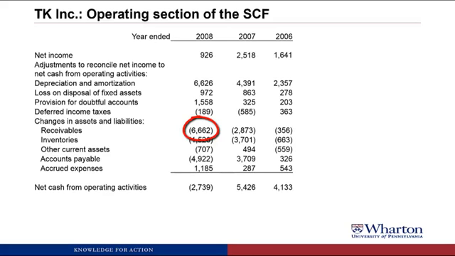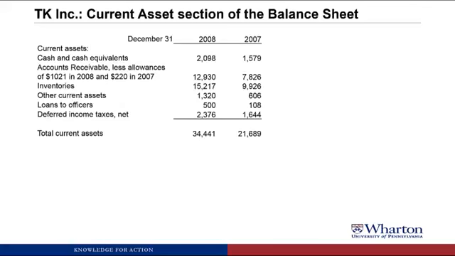Here's the current asset section of TK's balance sheet. Of course, the thing we're going to focus on here is accounts receivable. The numbers that you see, the 12,930 and the 7,826, those are net receivables. And then we see in the disclosure that those are net of allowances of 1021 in 2008 and 220 in 2007. So here again, we see an issue where the allowance for doubtful accounts has grown substantially in 2008.